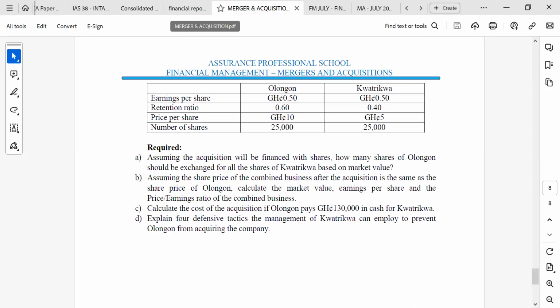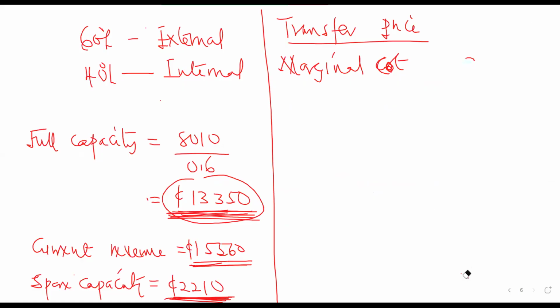So our marginal cost for this will be 0.4 multiplied by the revenue. So 0.4 multiplied by the revenue figure of 2,210. How much are you getting as the marginal cost?